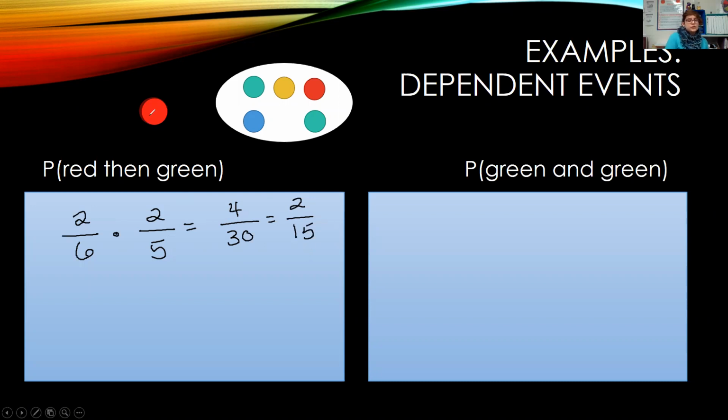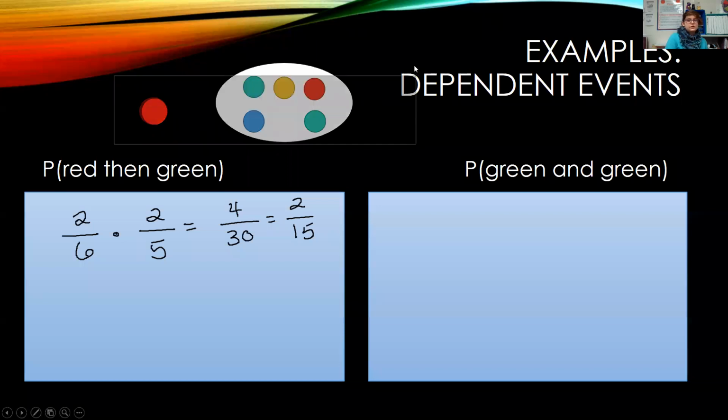Okay, so dependent assumes whatever you're dealing with, your first event happened and you kept what you were getting. You kept the popsicle, you kept the marble, you kept the sock, you kept the card. So you're assuming what was inside has been kept and will change what is inside your collection of items.